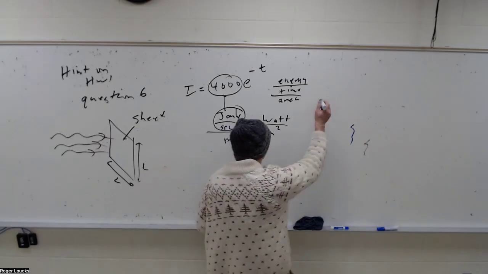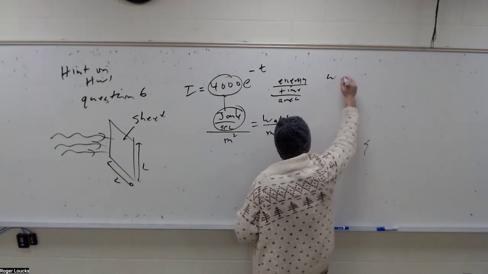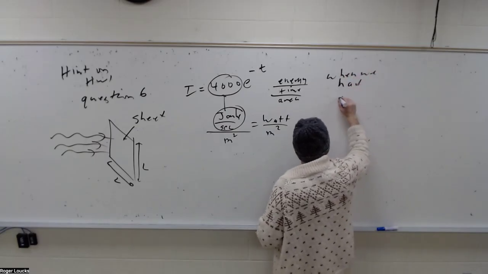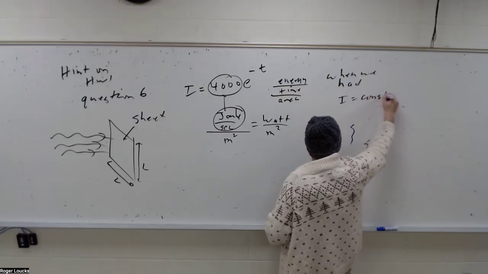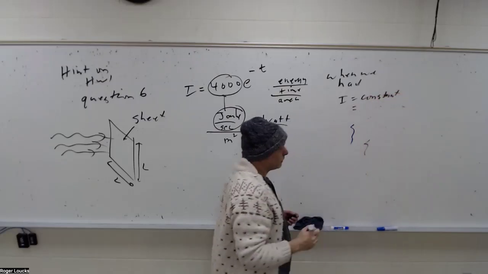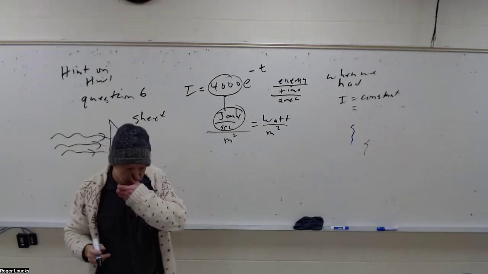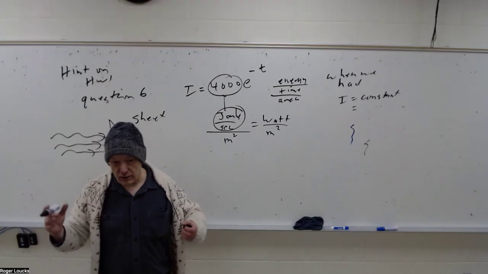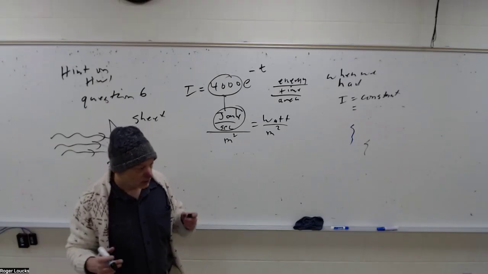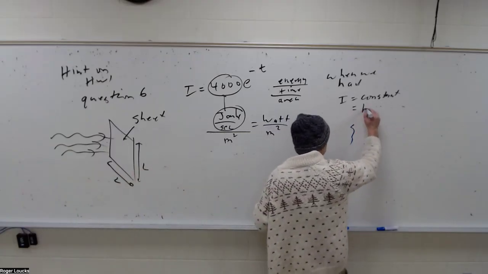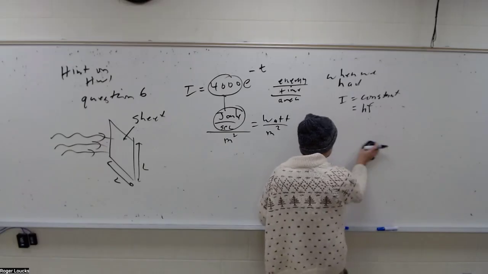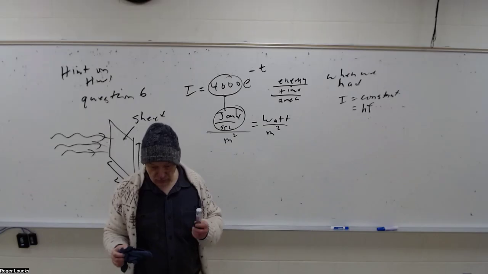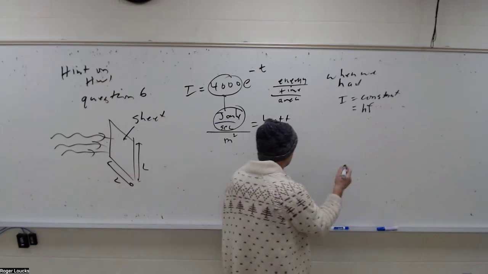Okay, so normally what would we do? Let's say the intensity is constant. How could we write the intensity for monochromatic light? h times f times something. We had an hf. What does the hf represent? The energy of one photon.